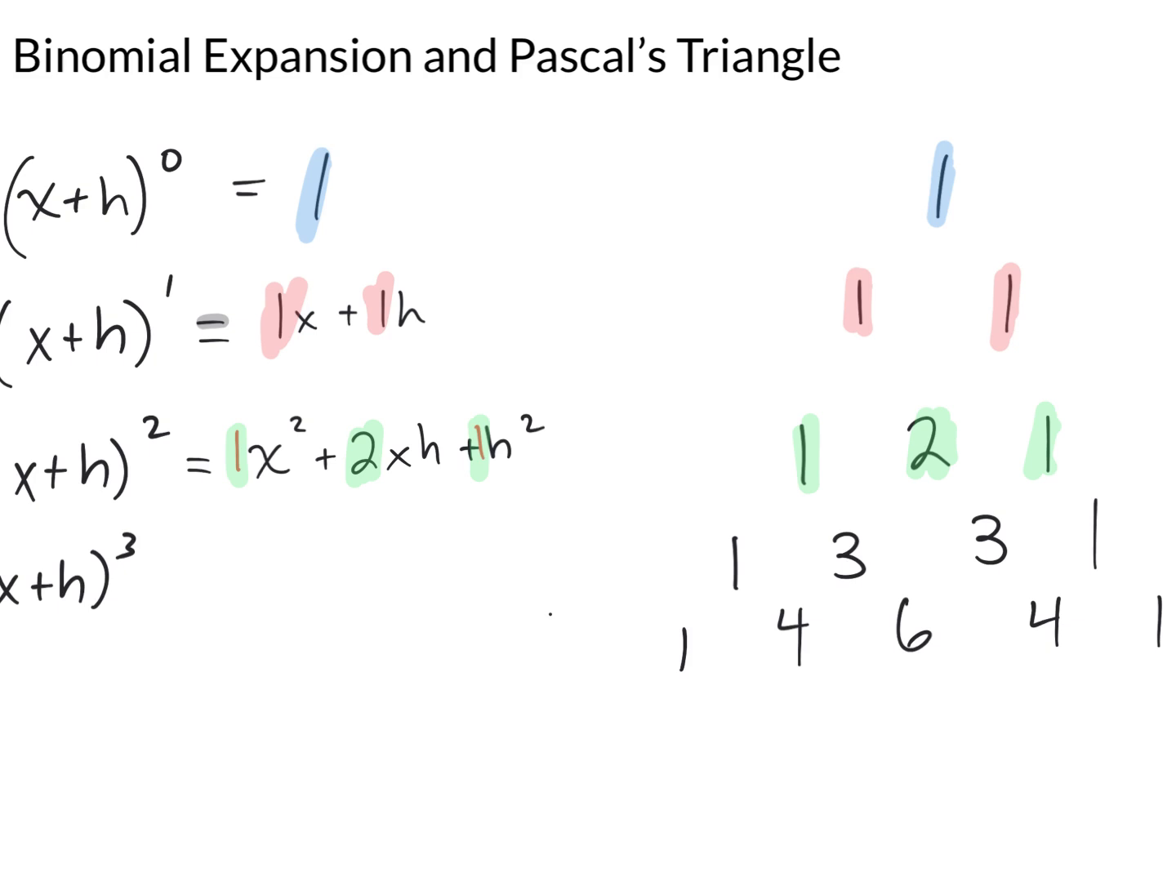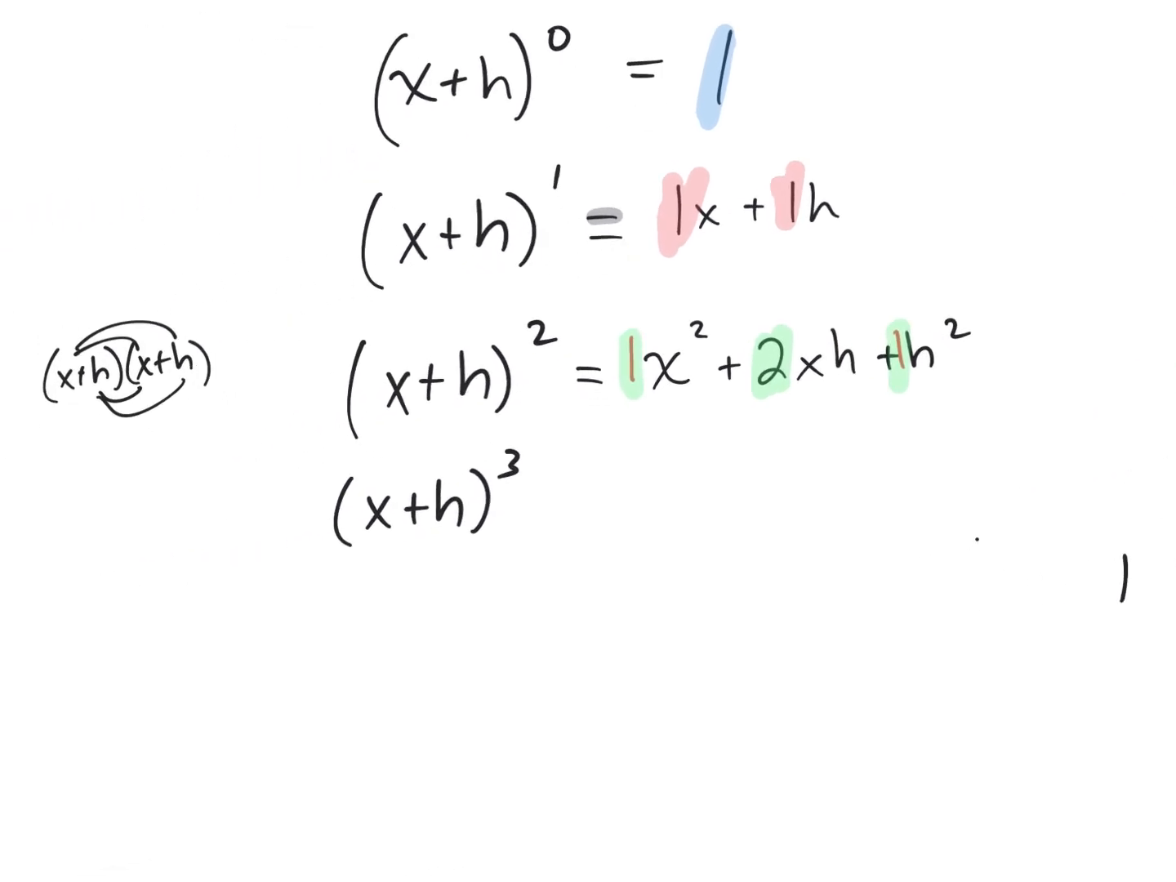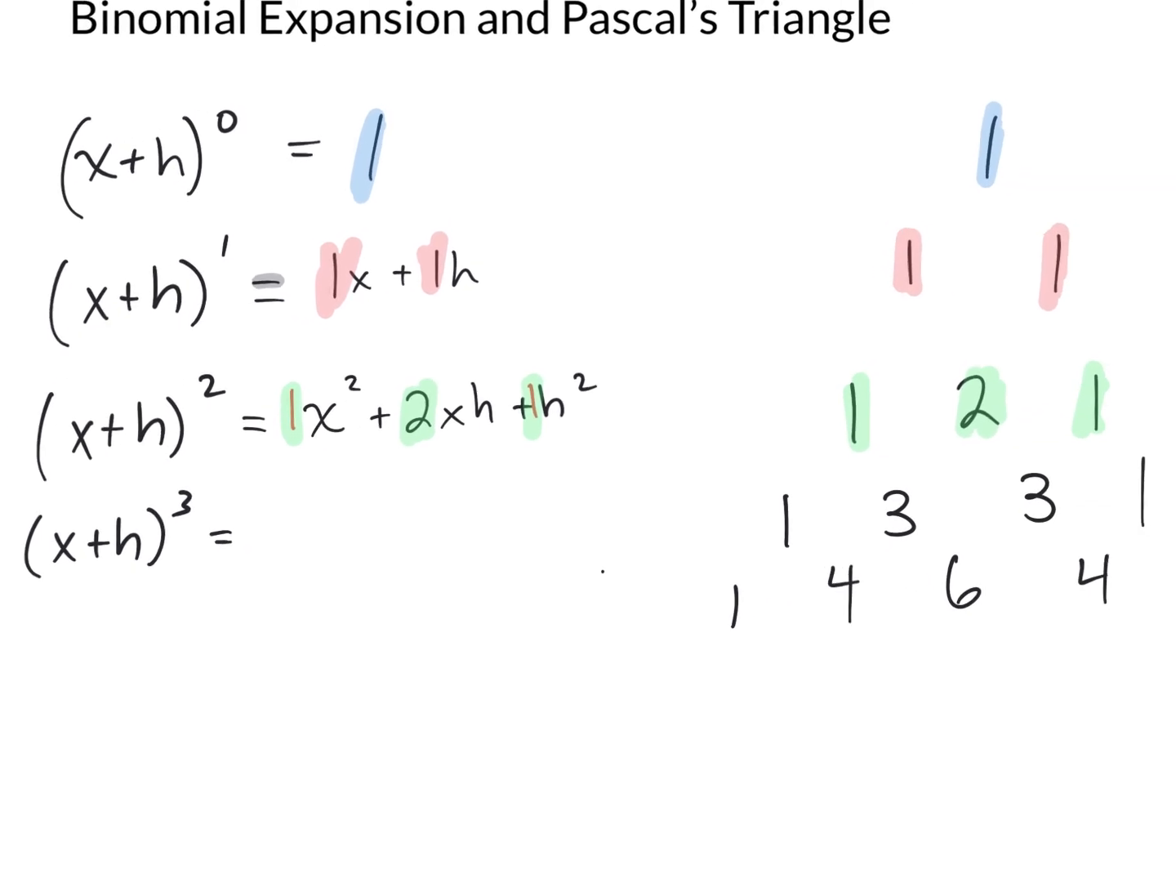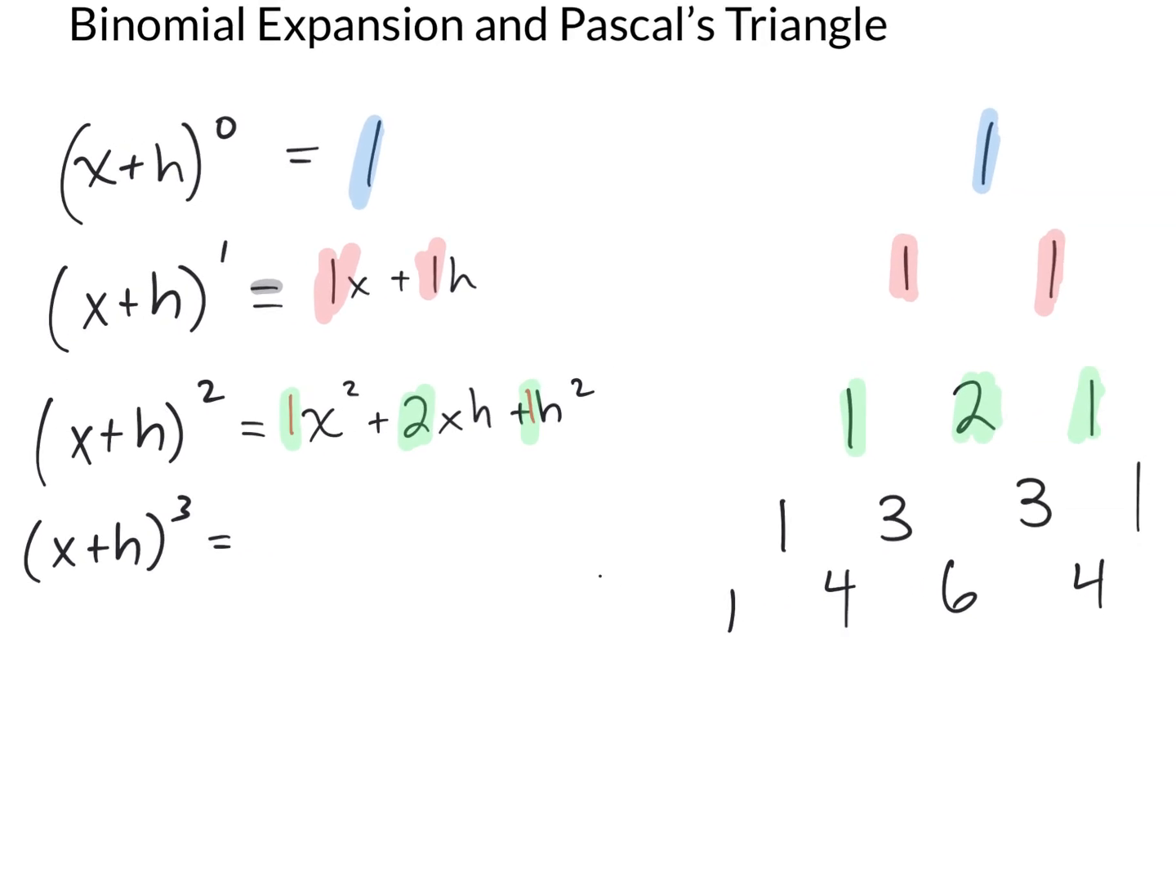So Pascal's triangle gives me a shortcut to get to some pretty complicated expansions. Right, if I wanted to look at x plus h to the third power, I would have to multiply this whole thing again times x plus h. Well, Pascal's triangle gives us a way to shortcut right to our coefficients. Our next row in Pascal's triangle, let me grab another color. Our next row here is 1, 3, 3, 1. So in this particular format, we know 1, 3, 3, and 1 will be the coefficients on each of those terms. Well, what are those terms?